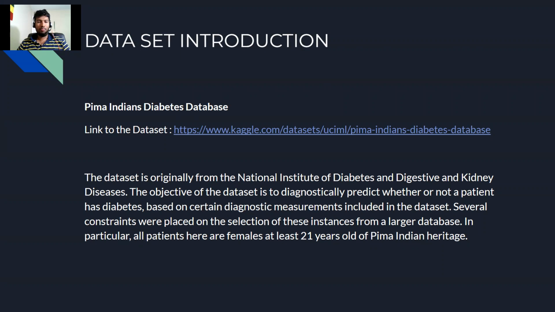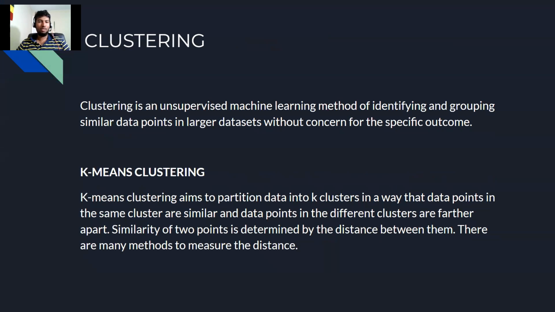They considered multiple attributes for diagnosing different diseases, mainly diabetes. In this database, every patient is at least 21 years old and female. So these are the main audience targeted in this database. Moving ahead, what is clustering?